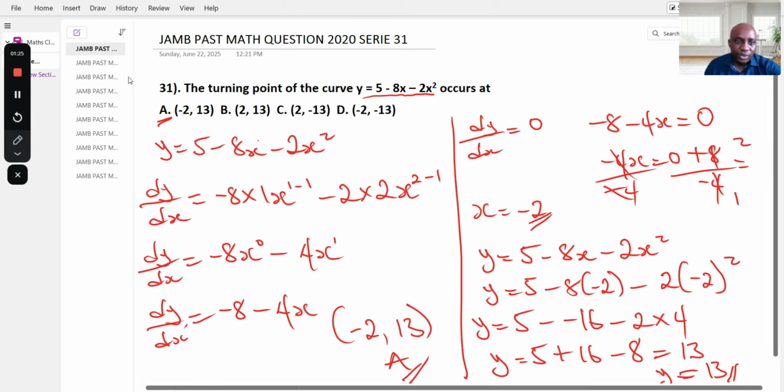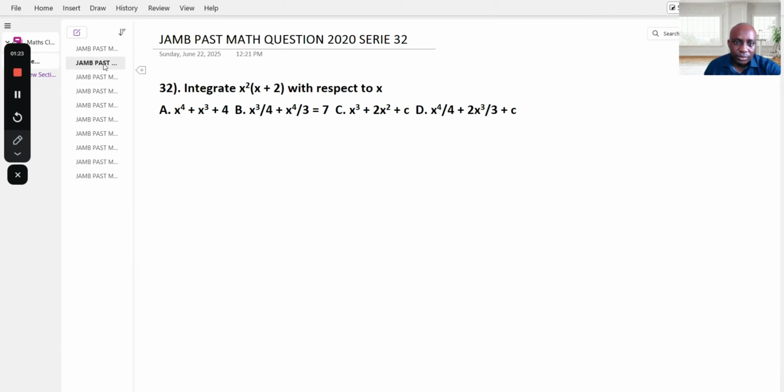Let's move to the next question. Integrate with respect to x. Now, to integrate, we first expand the bracket before we integrate. Integrate is like a backward of the dy/dx. When you find your final answer for dy/dx, you have to go back to know the question that you used to solve this. Let me write out the question so that you understand what I'm trying to say.